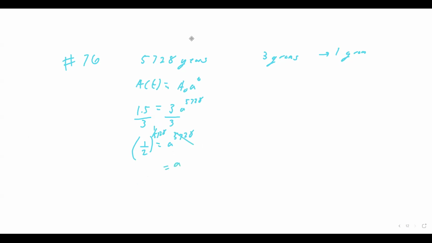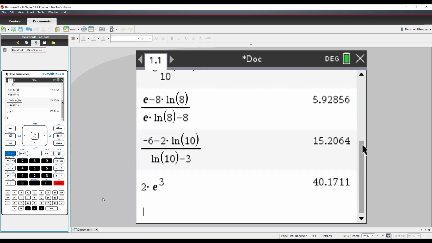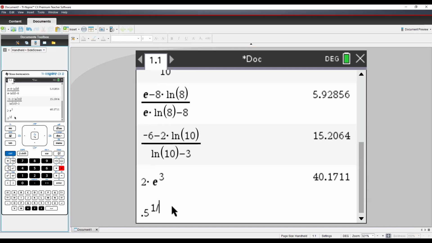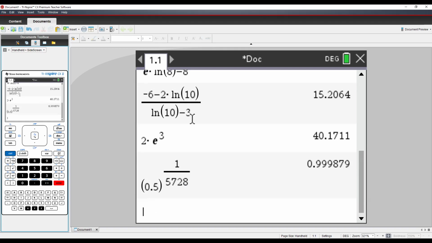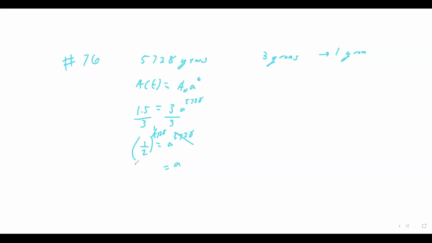Again, I don't know the answer to that one, so let's use our calculator. Over here, this would be 0.5, and then the root function, and it's going to be 1 divided by 5,728. So there is our a. I'm going to write it all down because I don't want to have an error at the end. So 0.999879. All right, so there's my a.